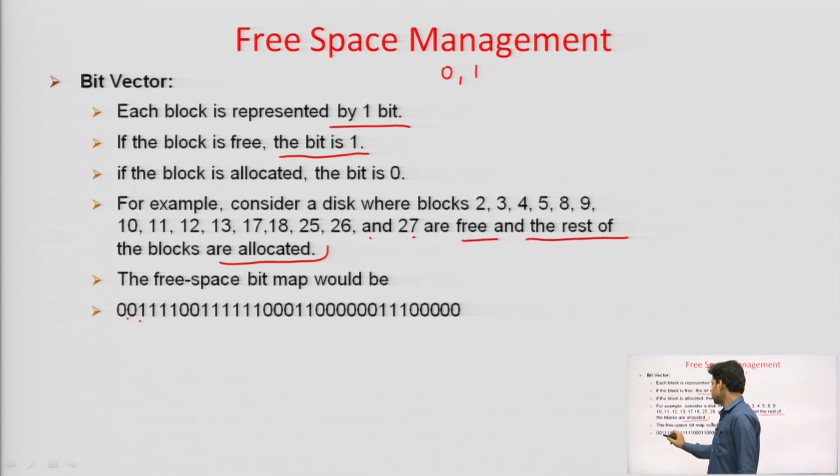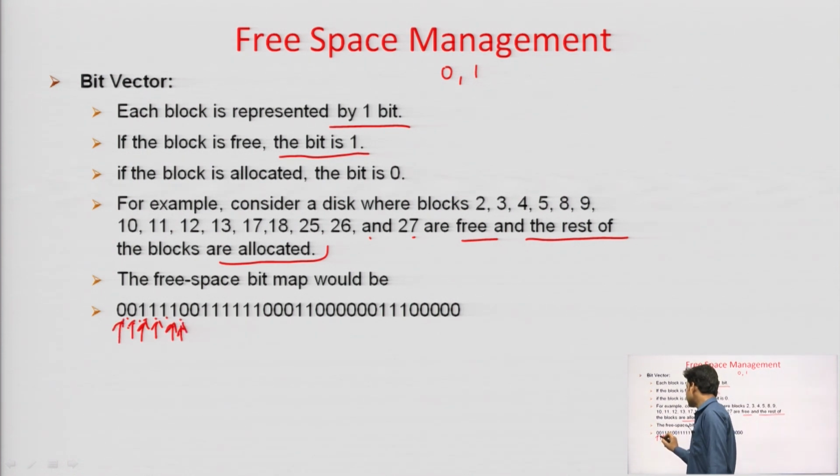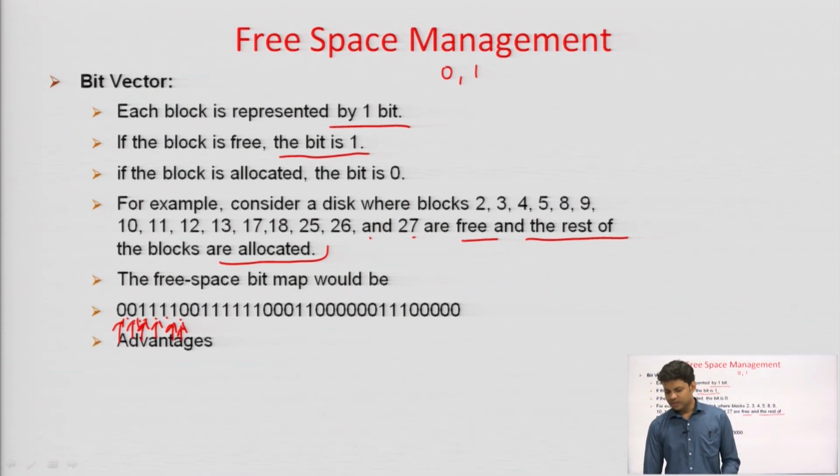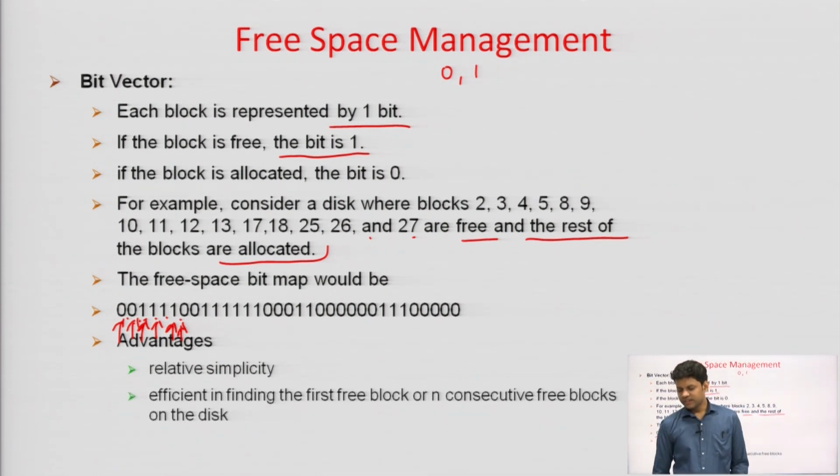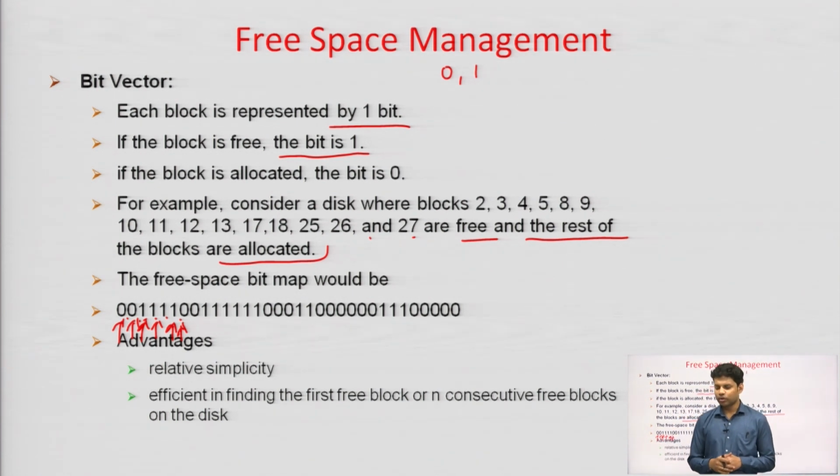It is 0 0, which means blocks 0 and 1 are not free. Then you can see blocks 2, 3, 4, 5 are free, so they show 1. This is very easy. The advantages are its relative simplicity and its efficiency in finding the first free block or n consecutive free blocks on the disk.